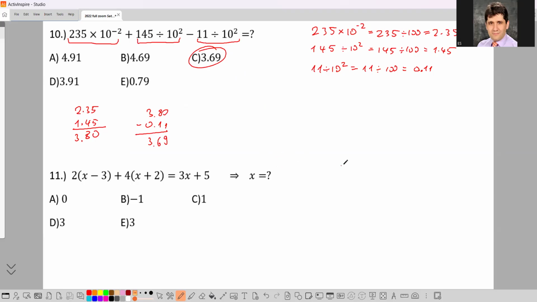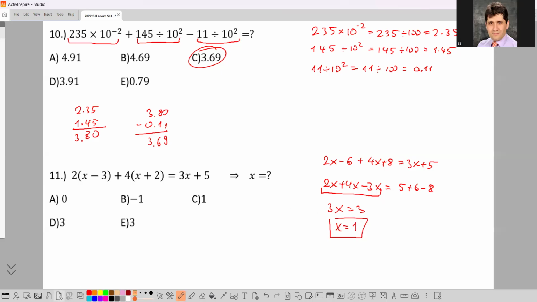Question 11 is a linear equation. Of course, the first step here is getting rid of brackets. So you get 2x minus 6 plus 4x plus 8 is equal to 3x plus 5. So 2x plus 4x minus 3x is equal to 5 plus 6 minus 8. I just separated knowns on one side, unknowns on the other. 2 and 4, 6x minus 3, that's 3x. 11 minus 8, that's 3. X is 1. So the answer is C.